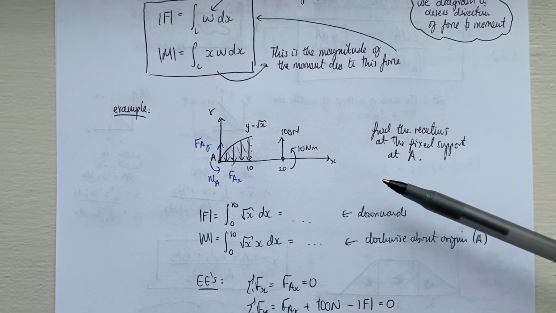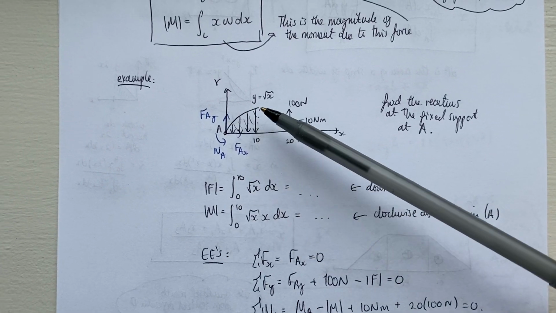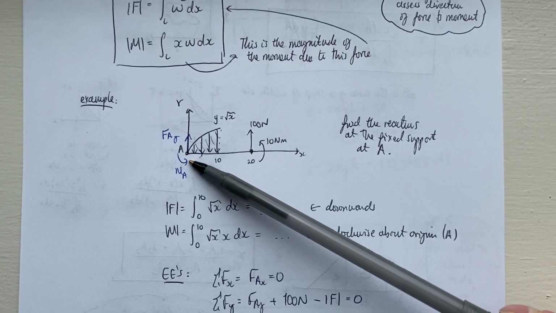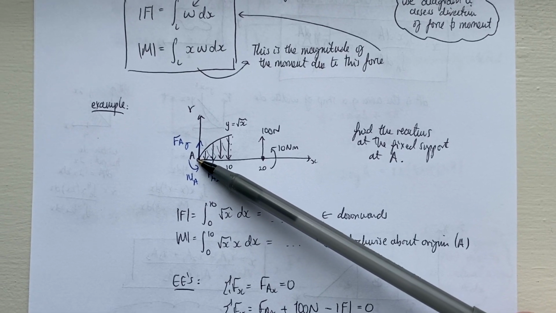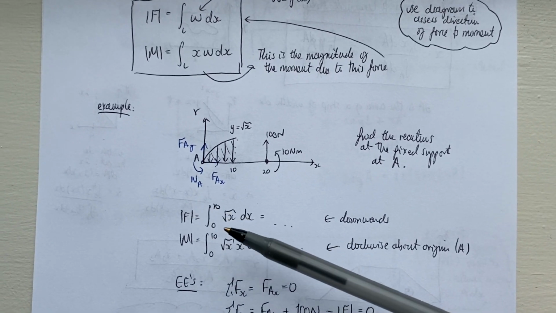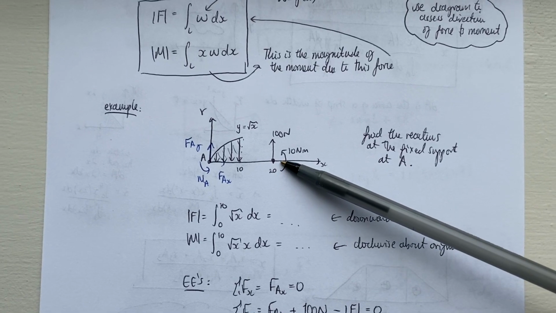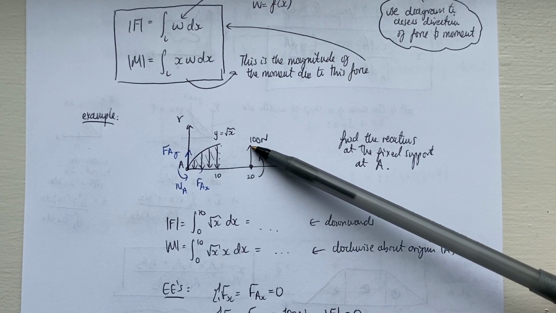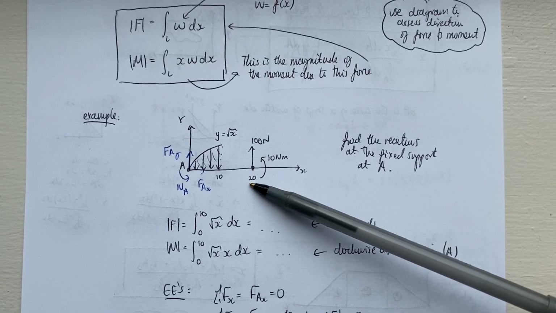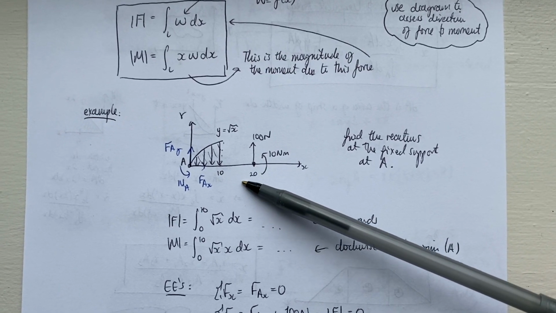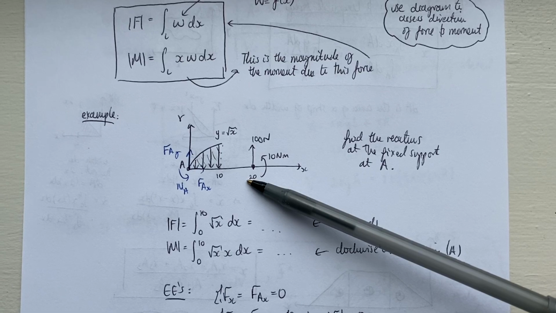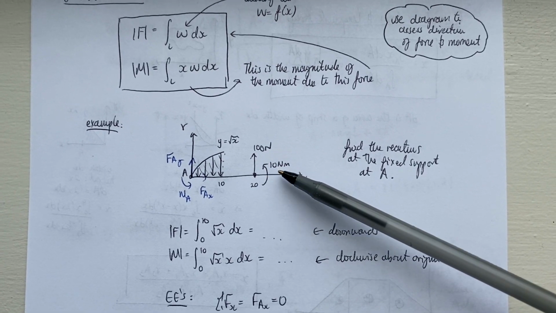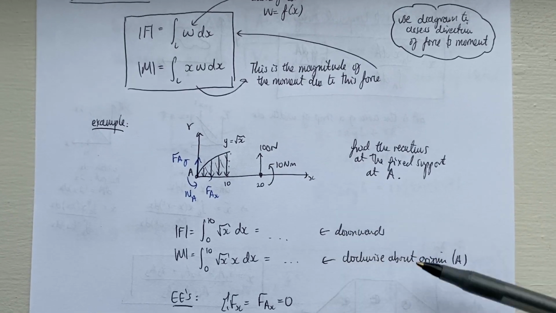So let's have a quick look at this example here. We have a loading curve described by y equals square root of x, and we have a fixed support down here at A, which I'm calling the origin. I also have a 100 Newton force acting upwards at a distance of 20. These can be meters for convenience. And also this counterclockwise couple of 10 Newton meters acting on the member as well.